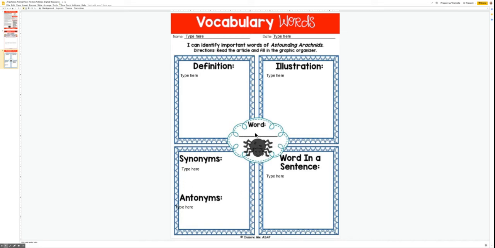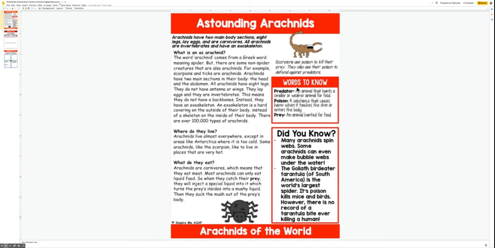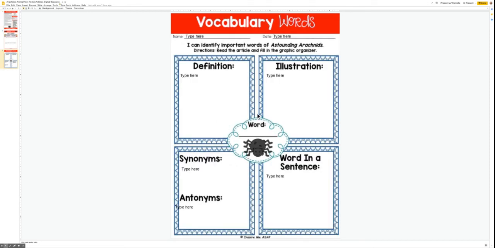Okay, so here you are going to type right here, and you're going to type in one of these words. So you can use the words to know, or if there's another word, maybe like carnivore. Something that you found was a very interesting word that's important for arachnids. You're going to tell the definition, give your illustration, synonym. Remember, synonym means same, antonym means opposite, and word in a sentence. So use the word right here. You're going to tell the definition, illustration. Whenever you're doing an illustration, that's adding a picture or a drawing.